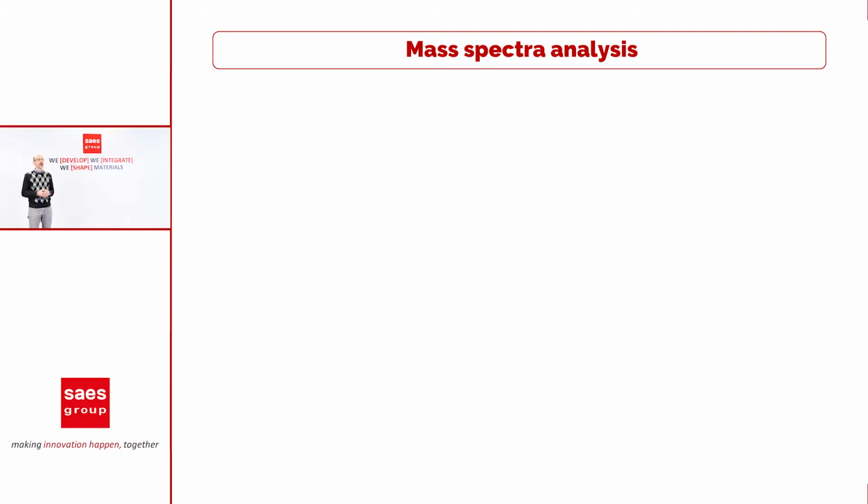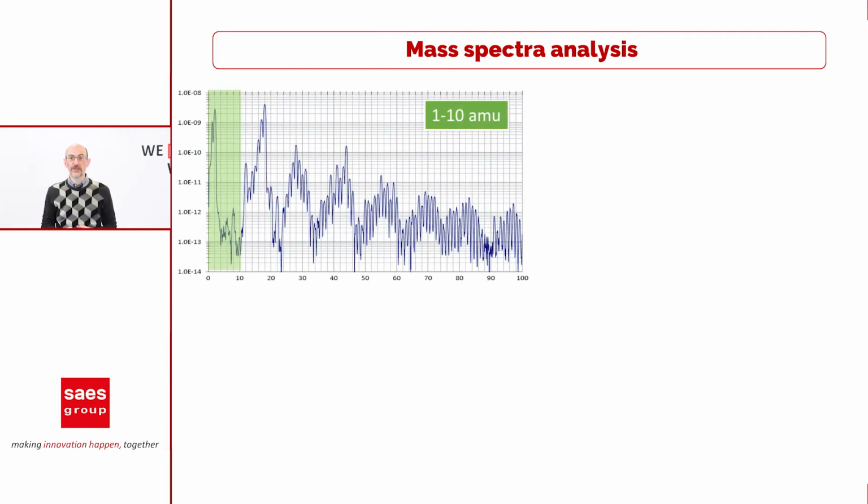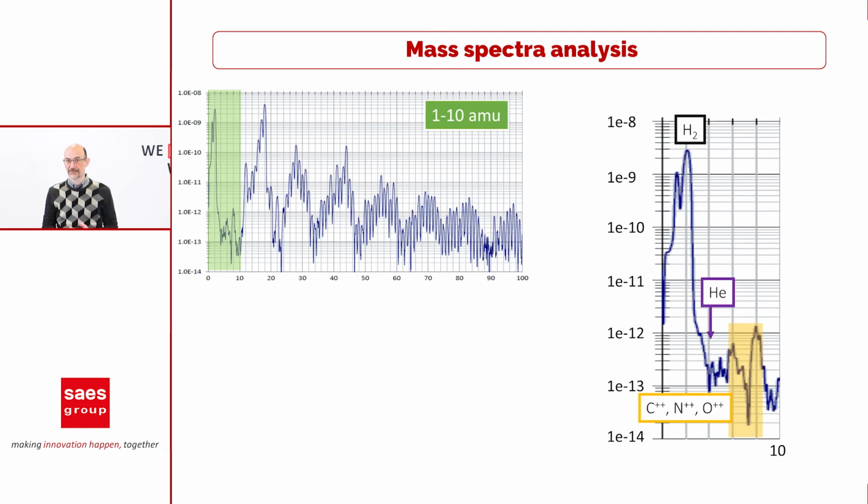Let's see what we can find in a mass spectrum step by step. We divide the mass range in 5 parts, and we take as example a high vacuum spectrum showing water and hydrocarbons. First part, 1 to 10 atomic mass units.